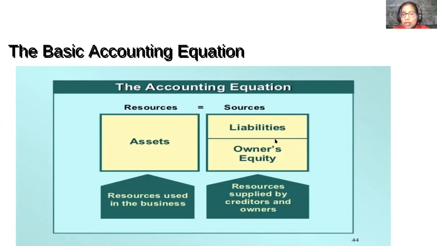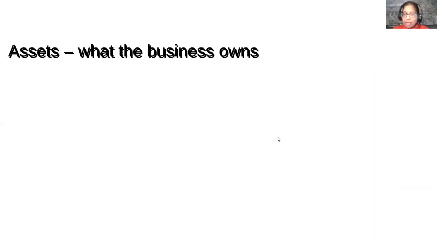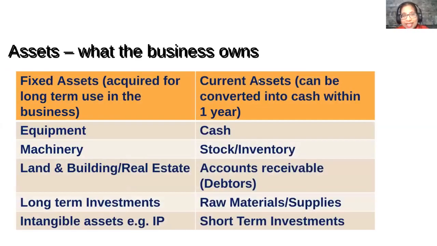All right, so let's just go through that again in a little bit more detail. So assets is what the business owns. For example, now assets can be broken down into two categories. We have fixed assets on the left-hand side and current assets on the right-hand side. Now, fixed assets are those assets that are acquired for long-term use in the business, right? So for more permanent use in the business.